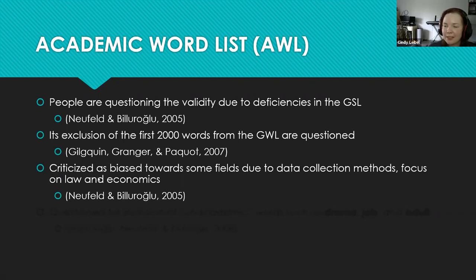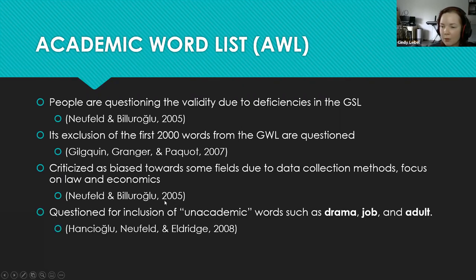The list has been criticized as being biased towards some fields because of the data collection methods which focused on law and economics, right? So less of a focus on psychology, sociology, and so on. And you might have noticed, oh, a lot of these words are very specific, and that would often be the case. That's what they focused on. And also, it's questioned for its inclusion of unacademic words, such as drama, job, and adult, where some would consider that more general words.